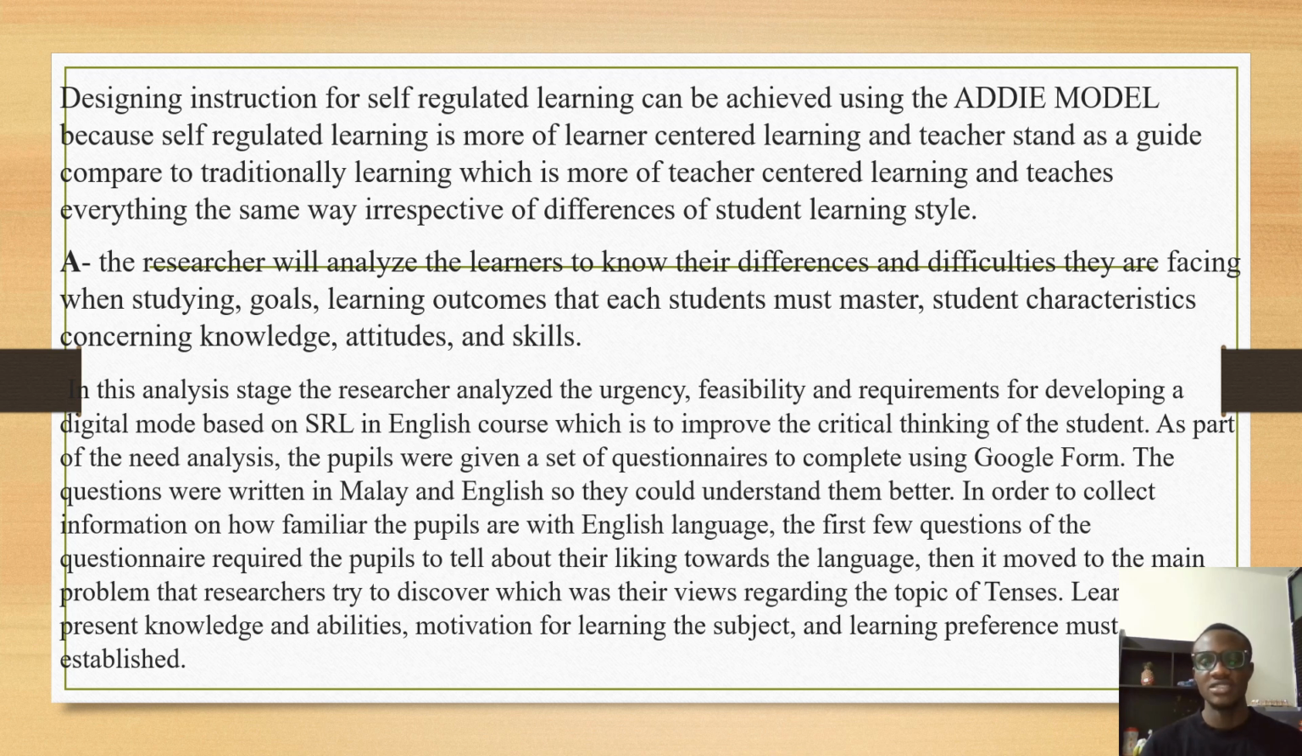The first letter of the ADDIE model, which is A, stands for analyze. In that stage, the researchers analyze the learners to know their differences and the difficulties they are facing when studying, the goals that every learner sets to achieve, the learning outcome that each student must master, even their characteristics concerning knowledge, attitude and skills. All will be put together in the analyzing stage to know how the instruction should be designed to fit what they need.